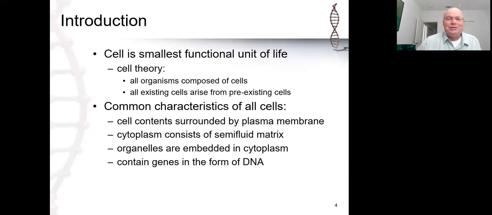So the first thing is every cell has a plasma membrane or a cell membrane. Every cell's got to have one, and it demarcates the inside of the cell from the outside of the cell. It separates the cell contents from the outside of the cell.